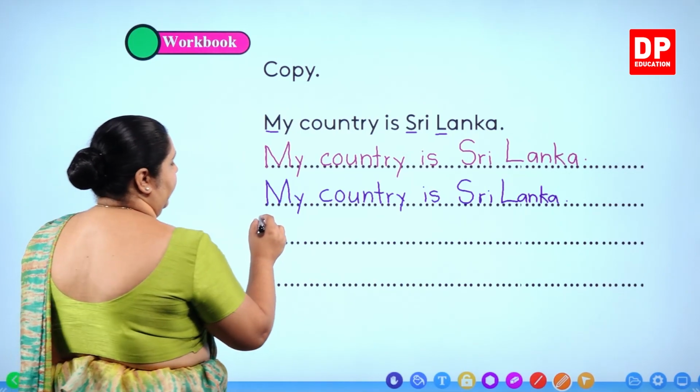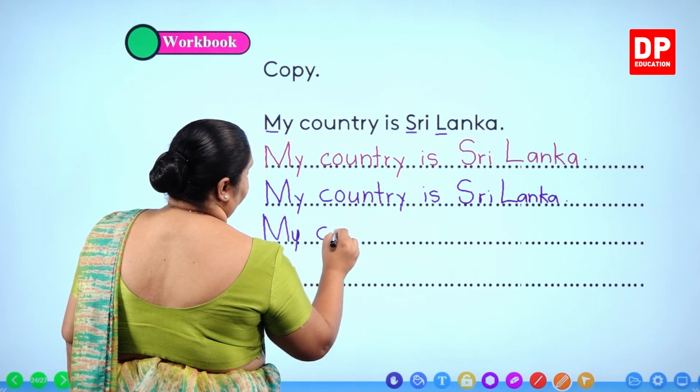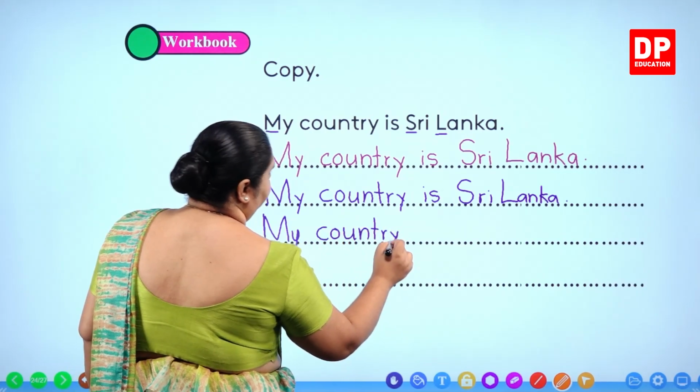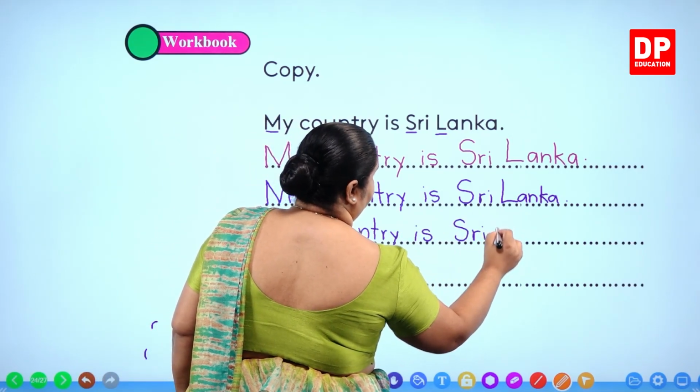Next line. We'll write again. My country is Sri Lanka. Sri Lanka.